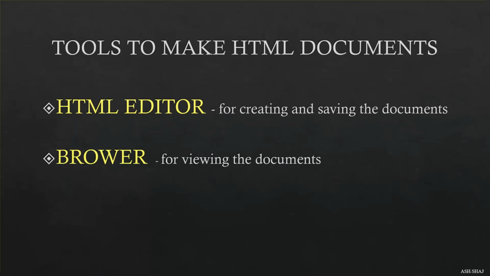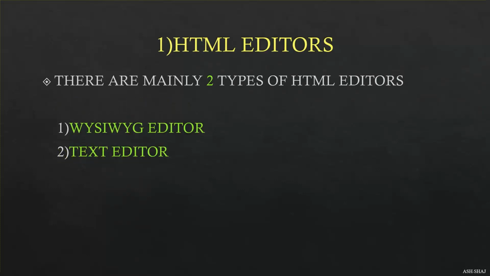Tools to make HTML documents. First is an HTML editor for creating and saving the documents, and second is a browser for viewing the documents. First, HTML editors. There are mainly two types of HTML editors. First is the WYSIWYG editor and the second is the text editor.